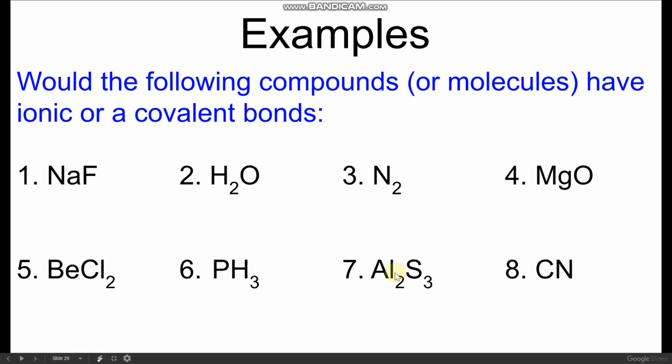Okay, so let's go through a few examples. So the question asks, would the following compounds or molecules, and some of these will be molecules, have ionic or covalent bonds? So we'll start off with NaF, sodium fluoride. And so we need to look up Na, sodium, and we need to look up F, fluorine, on the periodic table.